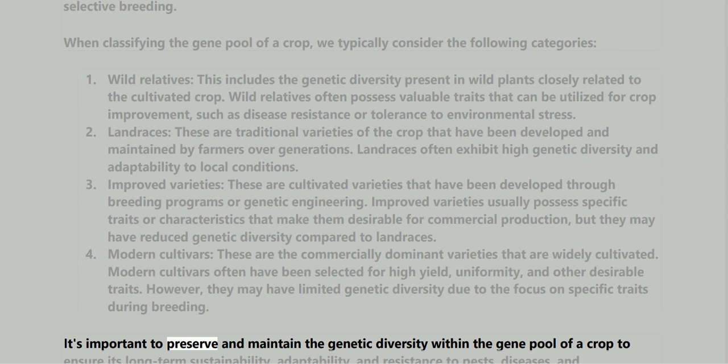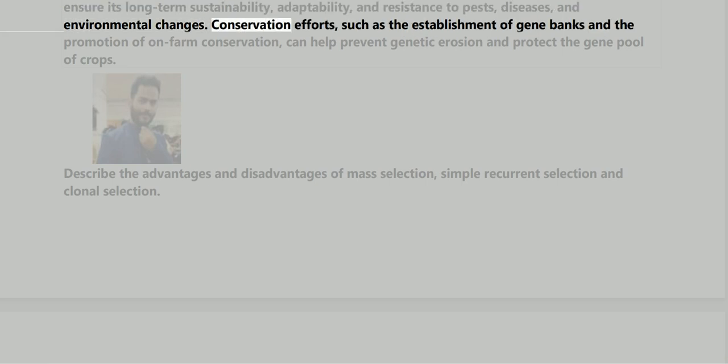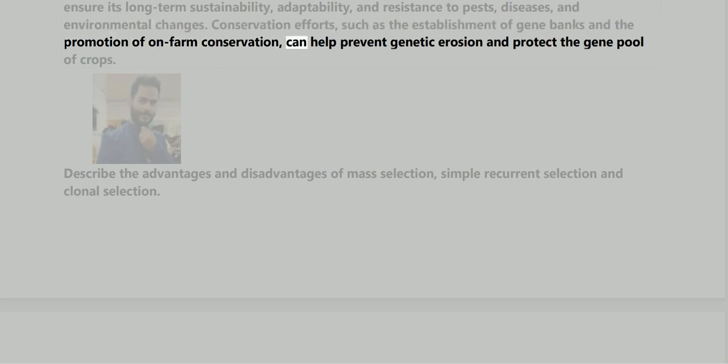It's important to preserve and maintain the genetic diversity within the gene pool of a crop to ensure its long-term sustainability, adaptability, and resistance to pests, diseases, and environmental changes. Conservation efforts, such as the establishment of gene banks and the promotion of on-farm conservation, can help prevent genetic erosion and protect the gene pool of crops.